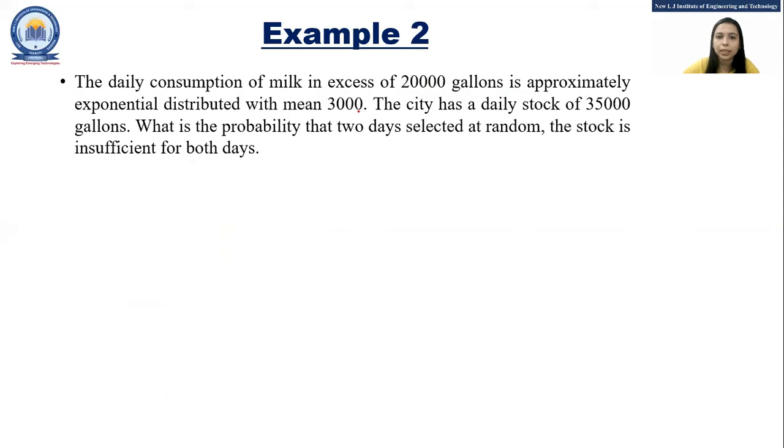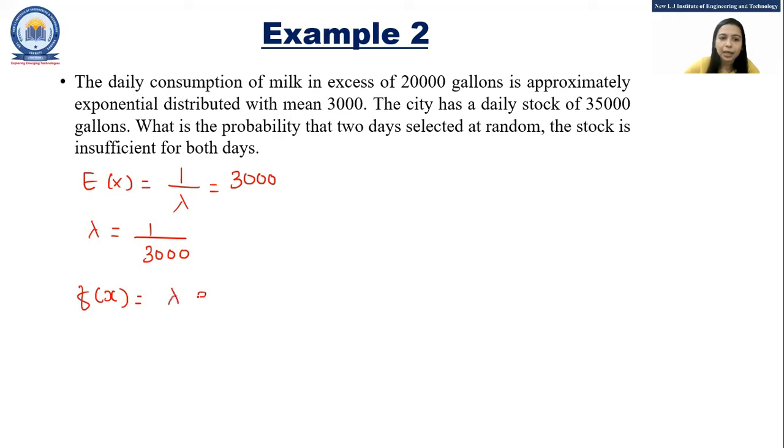Now moving to the next example: the daily consumption of milk in excess of 20,000 gallons is approximately exponentially distributed with mean 3000. So here, E(X) = 1/λ = 3000, so λ = 1/3000. From this, we can make the probability function f(x) = λe^(-λx) for x > 0, otherwise 0. So f(x) = (1/3000) e^(-x/3000) for x > 0.